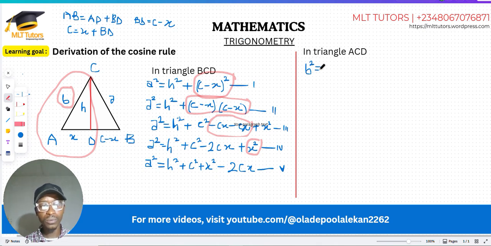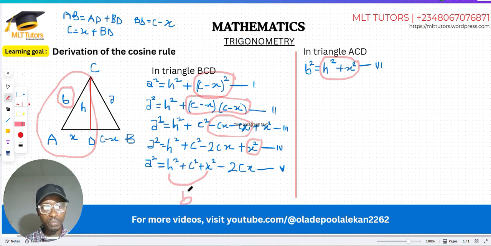equal to h squared plus x squared. Then let's call this equation 6. Now, observing vividly, you see that the value of b squared in equation 6, which is h squared plus x squared, is actually present in equation 5. In equation 5, we have h squared plus x squared here also. So we can substitute this h squared plus x squared as b squared, because in equation 6, b squared is actually equal to h squared plus x squared.